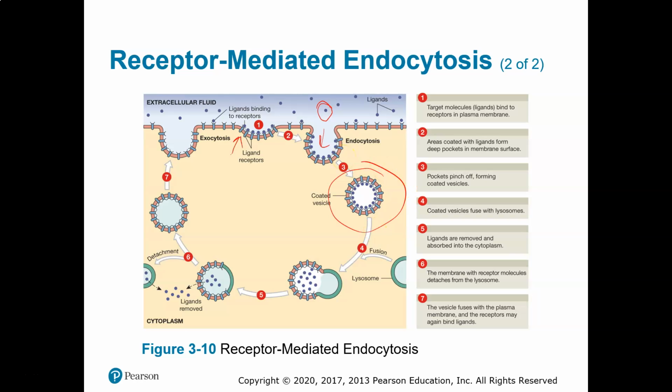The coated vesicle in this case is fusing with a lysosome, and a lysosome, remember, contains digestive enzymes, and that lysosome is removing the ligands or the chemicals from the coated vesicle. The vesicle is going to come back up and fuse again back with the plasma membrane, and that allows for the plasma membrane to stay the same size. A vesicle pinched off, but the vesicle then fuses back in with the plasma membrane, so whatever was lost is regained.